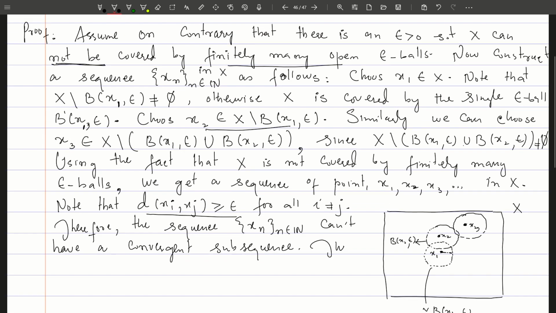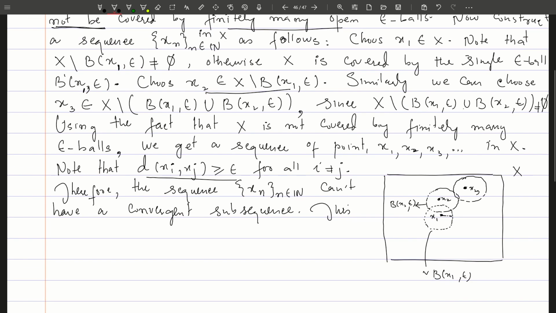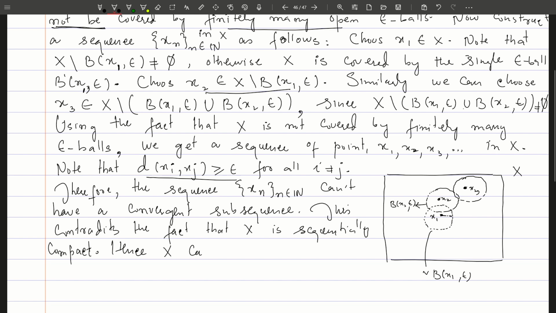This contradicts the fact that X is sequentially compact. So hence our hypothesis is wrong. That means for any positive epsilon, we can cover X by finitely many open epsilon balls. So hence, using the fact that X is sequentially compact, X can be covered by open epsilon balls for any epsilon bigger than 0.